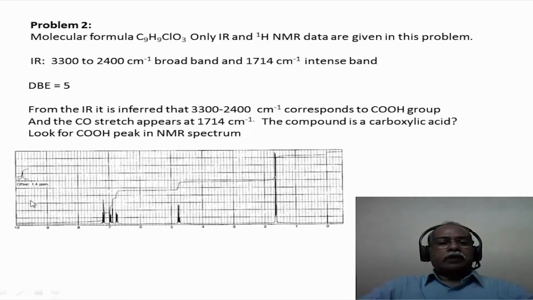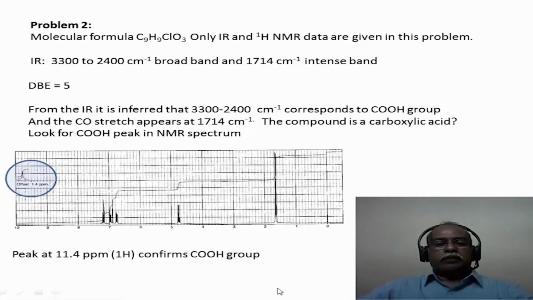For the time being, focus on the signal that is circled here. It says an offset of 1.4 ppm. In other words, the spectrometer scanned up to 10, and whatever was scanned beyond that was offset and plotted on the same scale here. So the offset of 1.4 ppm essentially means 10 plus 1.4, which is 11.4 ppm for this hydrogen. The integration is 1 hydrogen. A 1-hydrogen signal at 11.4 ppm matches the COOH functional group. Therefore, the presence of COOH is confirmed from the NMR by the acidic hydrogen, which appears at 11.4 ppm.